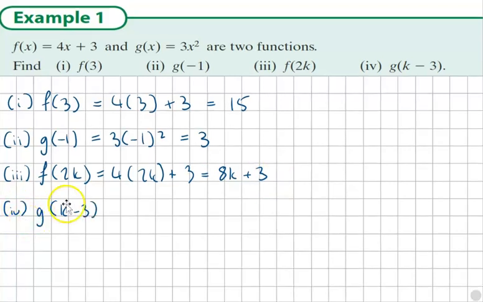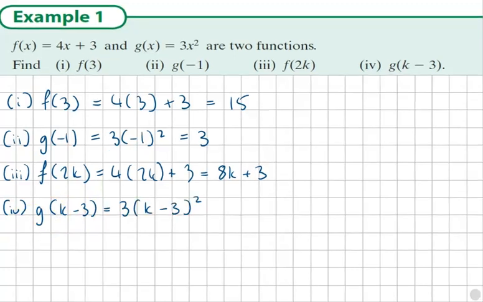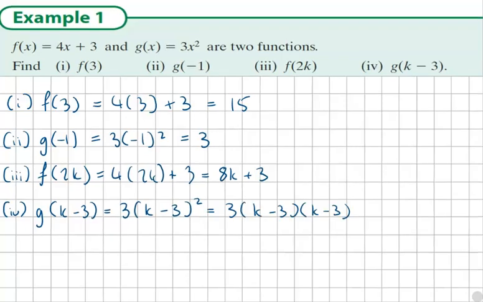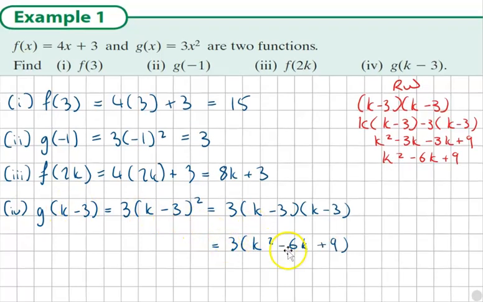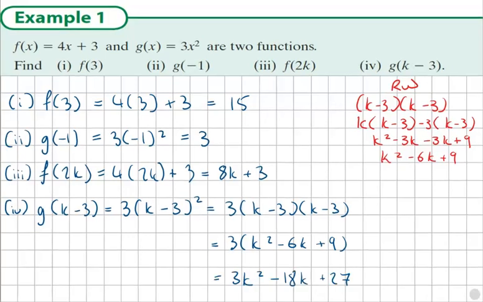Part 4, g of k minus 3. So we go to our g of x function. We swap the x for a set of brackets and we put k minus 3 into the brackets. So we get 3 times k minus 3 to be squared, which is 3 times k minus 3 times k minus 3. Then I'm going to do my rough work up here to get k squared minus 6k plus 9. So we get 3 times k squared minus 6k plus 9, which is 3k squared minus 18k plus 27.